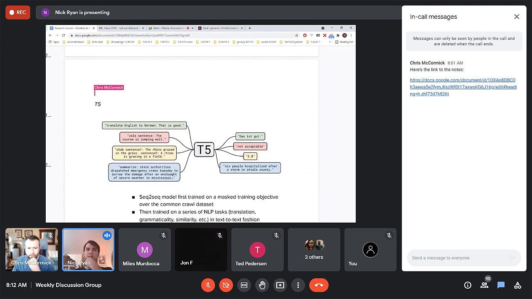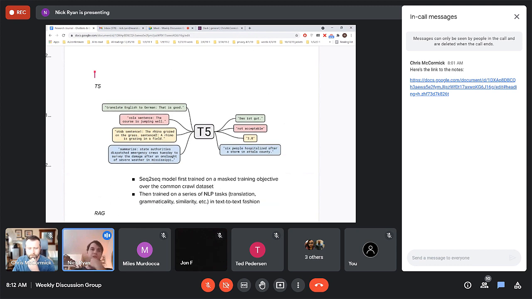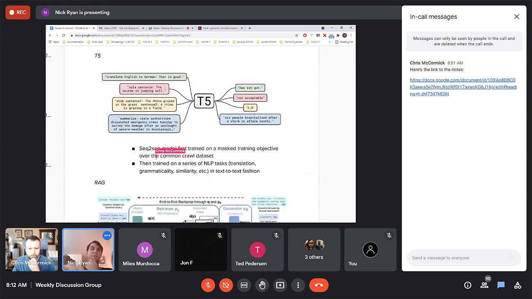Here the training method is a little more straightforward, and it's a sequence-to-sequence model. It's first trained on a masked training objective. So this is just taking the Common Crawl data set, and we do some kind of mask training objective like BERT. And then after that, it's trained on a series of NLP tasks. This is sort of like the second half of its pre-training, after which it's then fine-tuned on something.